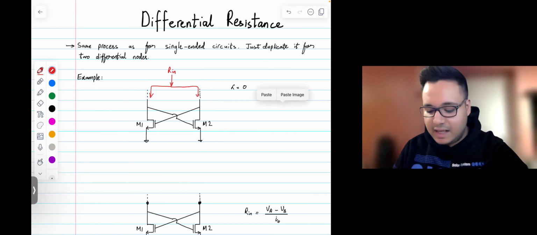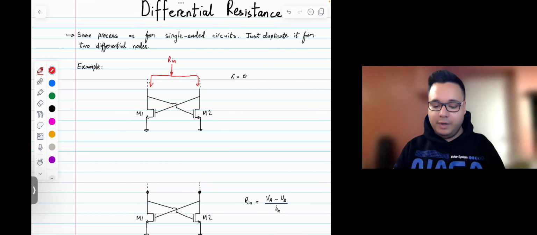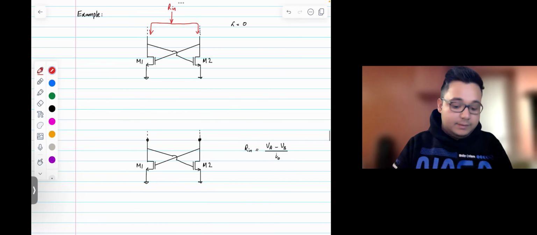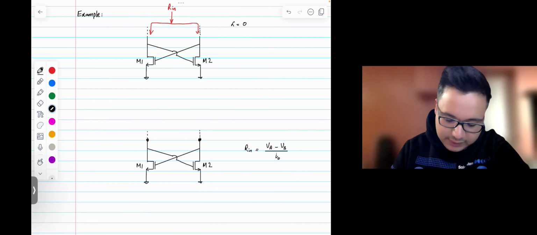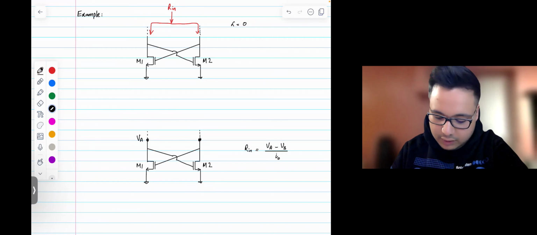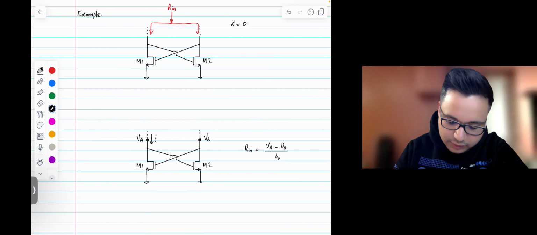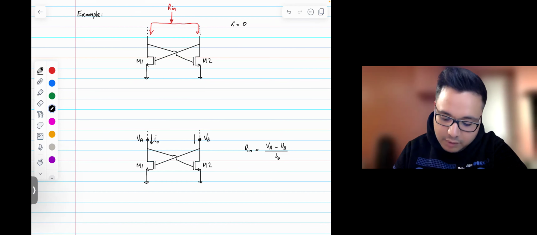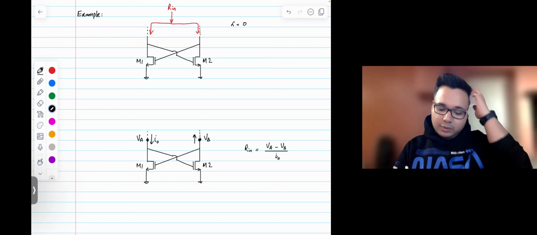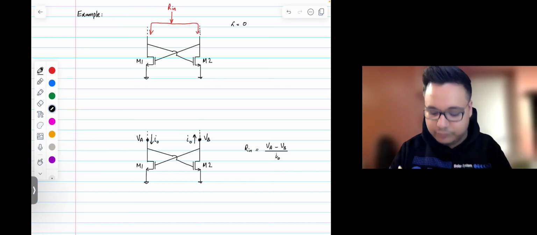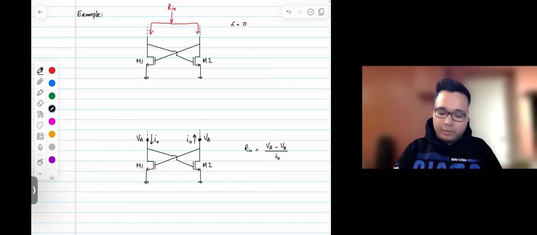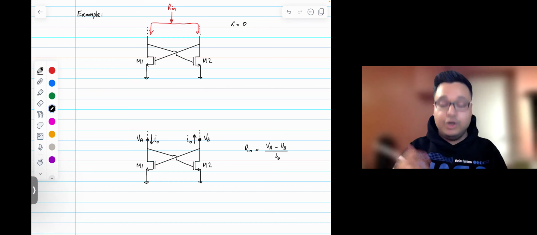And for this example, let's assume lambda is 0. All right. So same procedure. We introduce a test voltage source, in this case let's call it VA. And at this leg of the differential node, we call it VB. And there's some test current going in, let's call it I naught. And the same current that is going in is going to come out at the other node. So that's also I naught, but it's the opposite direction.